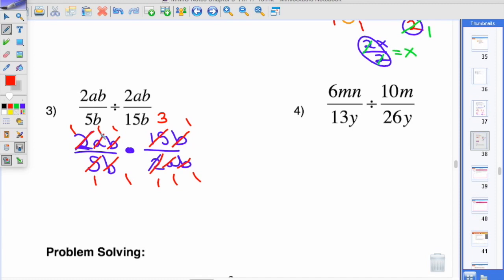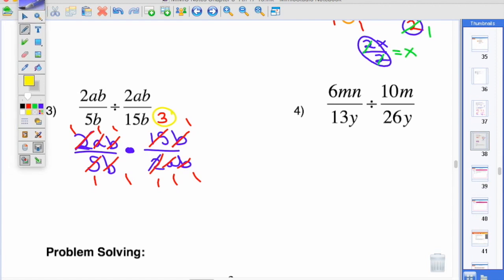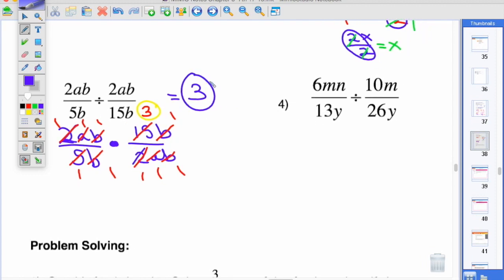So now look over your problem. And I see that I just have a 3 in my numerator and everything else is 1. So when I multiply going across, I'm left with 3.